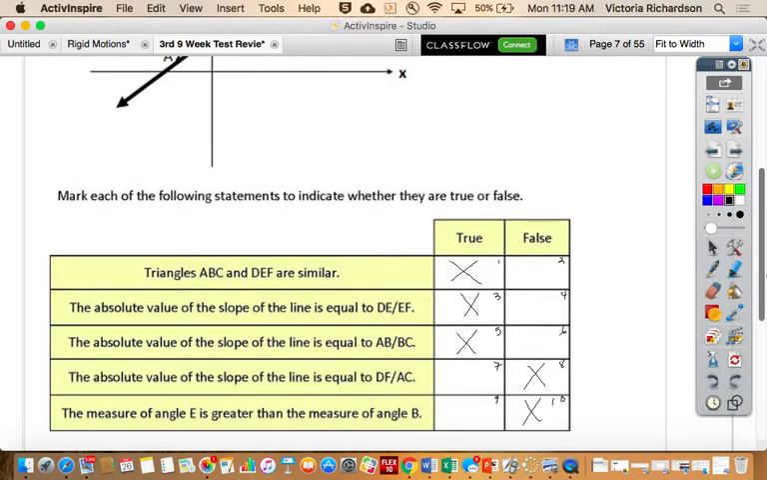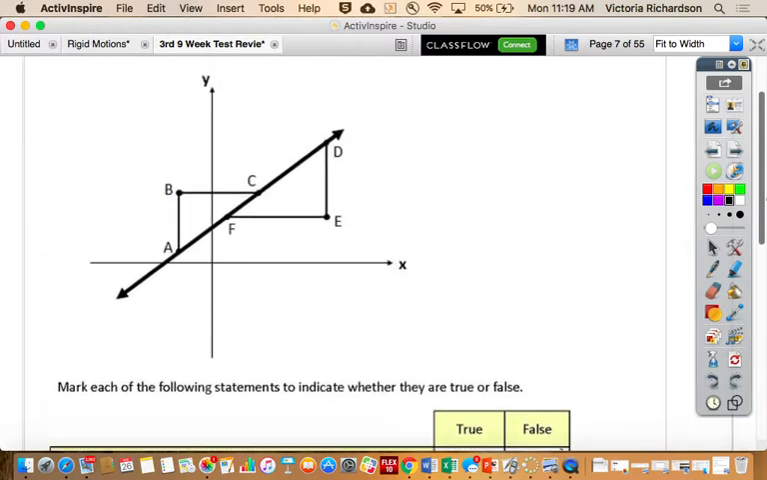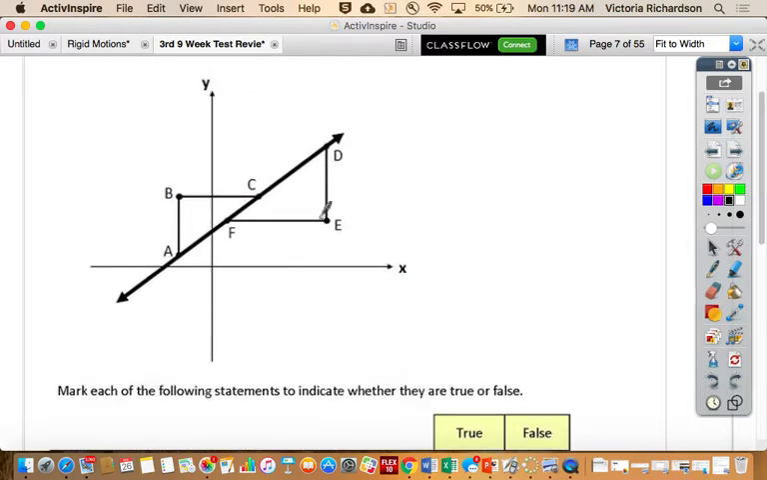The measure of angle E is greater than the measure of angle B. All right. They're both what? What kind of triangles did we say we had? Right. If they're both right, are they going to be different? No, they're both 90 degrees, right? You got to remember, the angles don't usually change. If we have similar triangles, the angles are going to be the same.